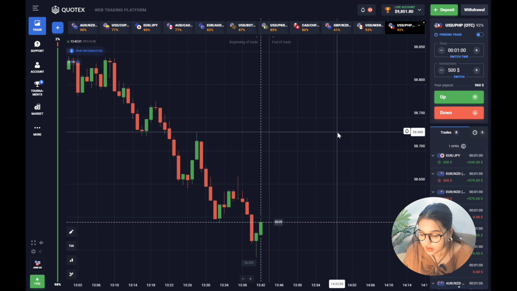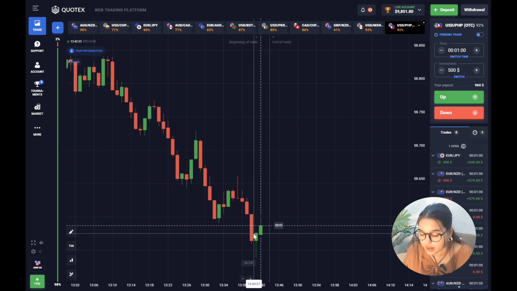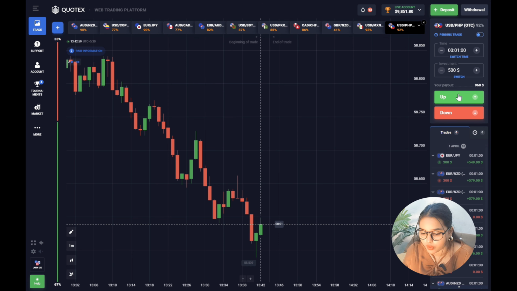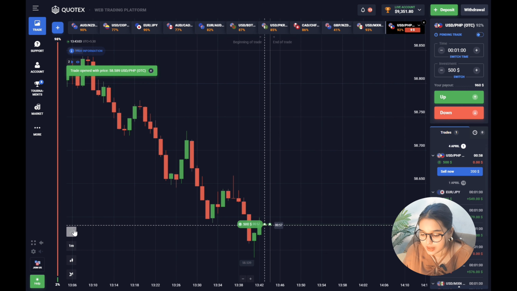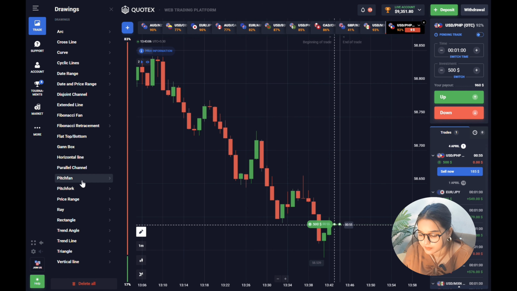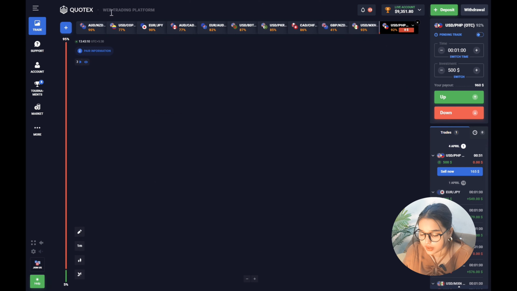Here I'm changing the chart and checking it out. First, I noticed a really nice long wick on the downside from where the market movement could turn bullish. So first, I'll mark a level here and place a trade because it's important to press the trade at the right time. And here, I'll try to mark the level by drawing a horizontal line.